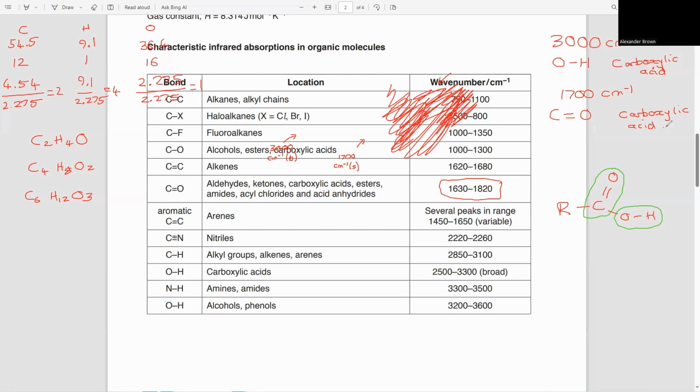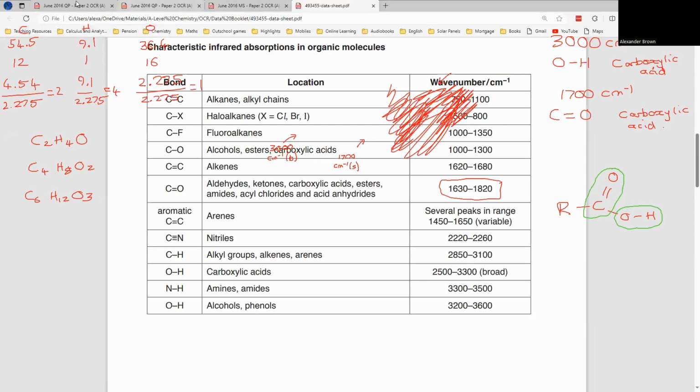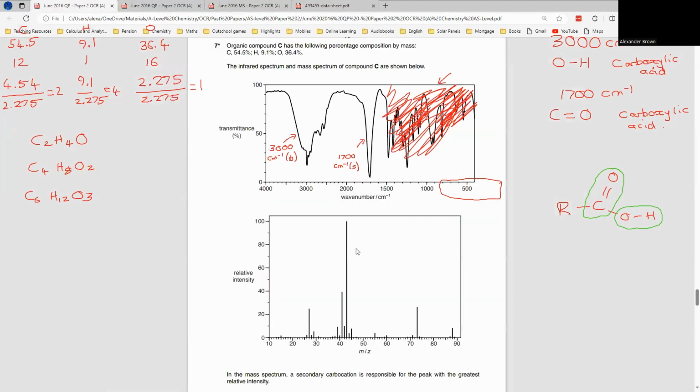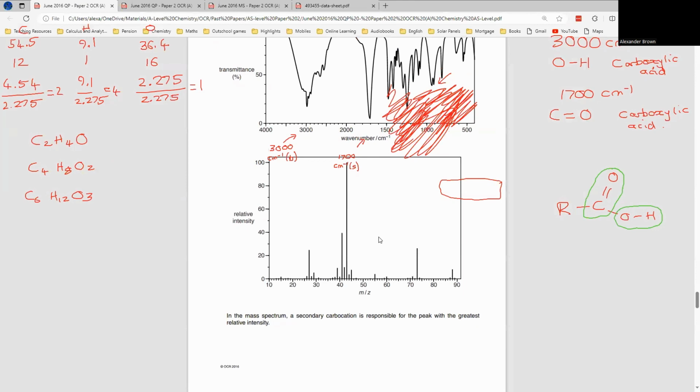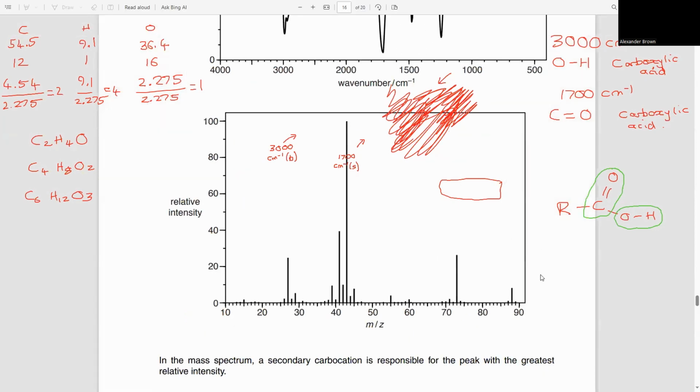Okay. So we know we must have a carboxylic acid functional group within our compound. Okay, the next thing we're going to do is look at the mass spectrum, which is the final piece of information here that we're given. Now, you can see there's lots of big peaks as well as lots of little peaks in this spectrum.